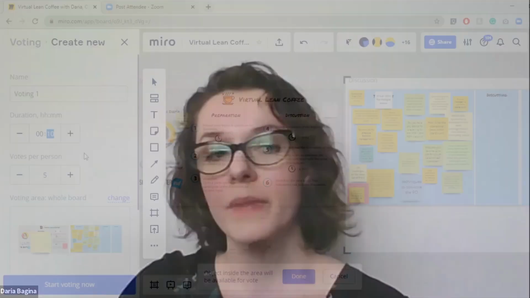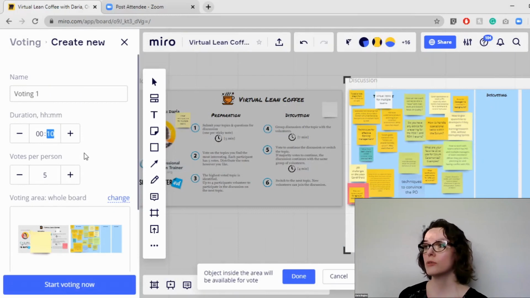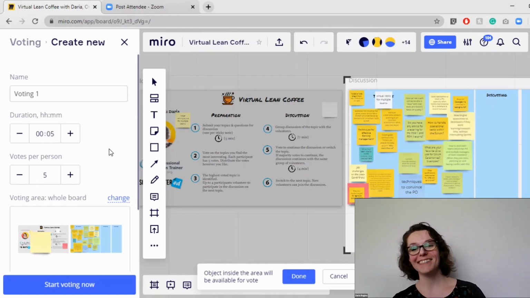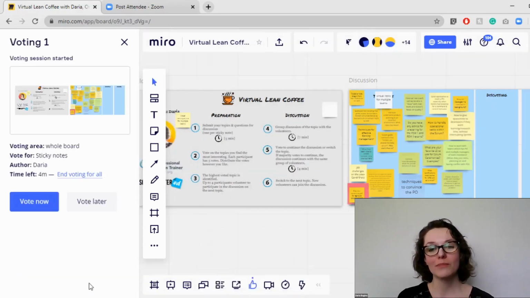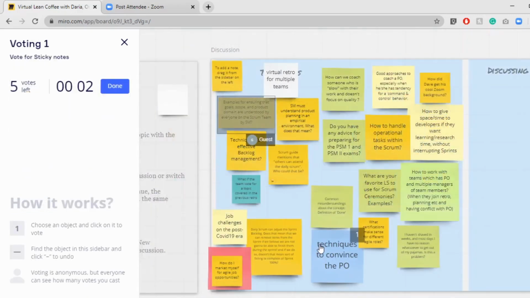We do have a lot of notes, so I'll give you enough time to actually read through the notes and vote. What I did is I gave you 5 votes per person to look through the notes, and you can distribute the votes however you like. You can put all 5 onto one note. Obviously, do not put all of your votes on your question. Try to distribute it around and look at other questions that are there. You can distribute it however you want.